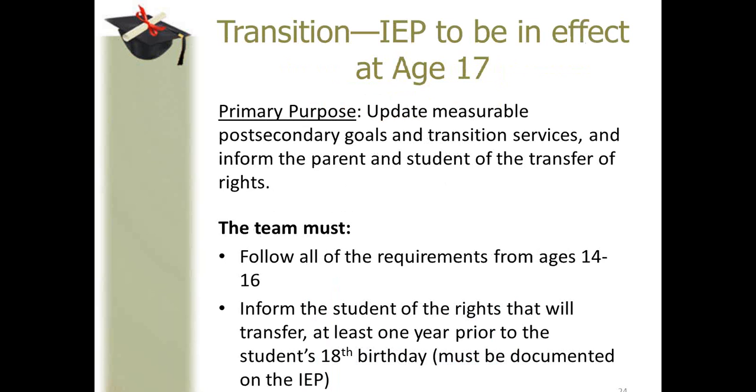With the IEP to be in effect at age 17, the primary purpose is to update the measurable post-secondary goals and transition services and inform the parent and student of the transfer of rights. The team must follow all of the requirements from ages 14 through 16. In Florida, the age of majority is 18. When developing the IEP to be in effect when the student turns age 17, the student must be informed of the rights that will transfer to him or her at age 18. The IEP must document that the student was informed.